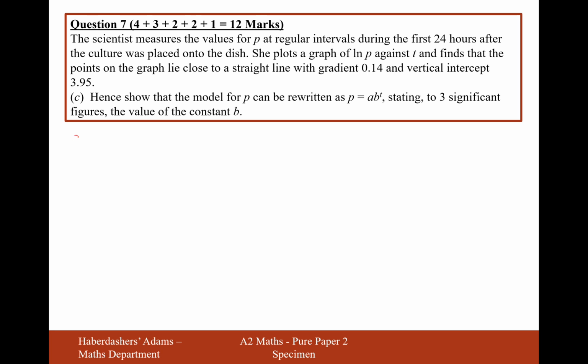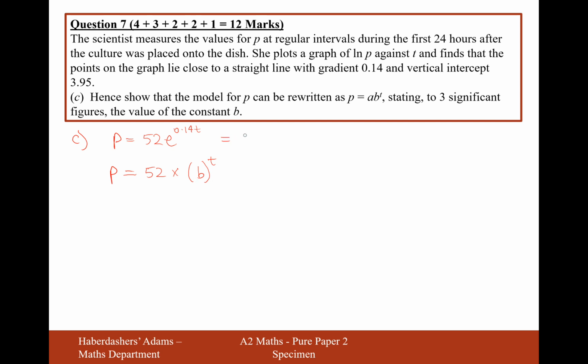So there we are. Let's now rewrite out this equation. We had P equals A, which was 52, e to the power of 0.14t. So that's our equation. It follows on by saying part C, hence show that the model for P can be written as P equals A times B to the power of t, stating to three significant figures the value of the constant B. So what we need to do is the A value will stay as 52, but what we now need to change this into is a B value to the power of t.